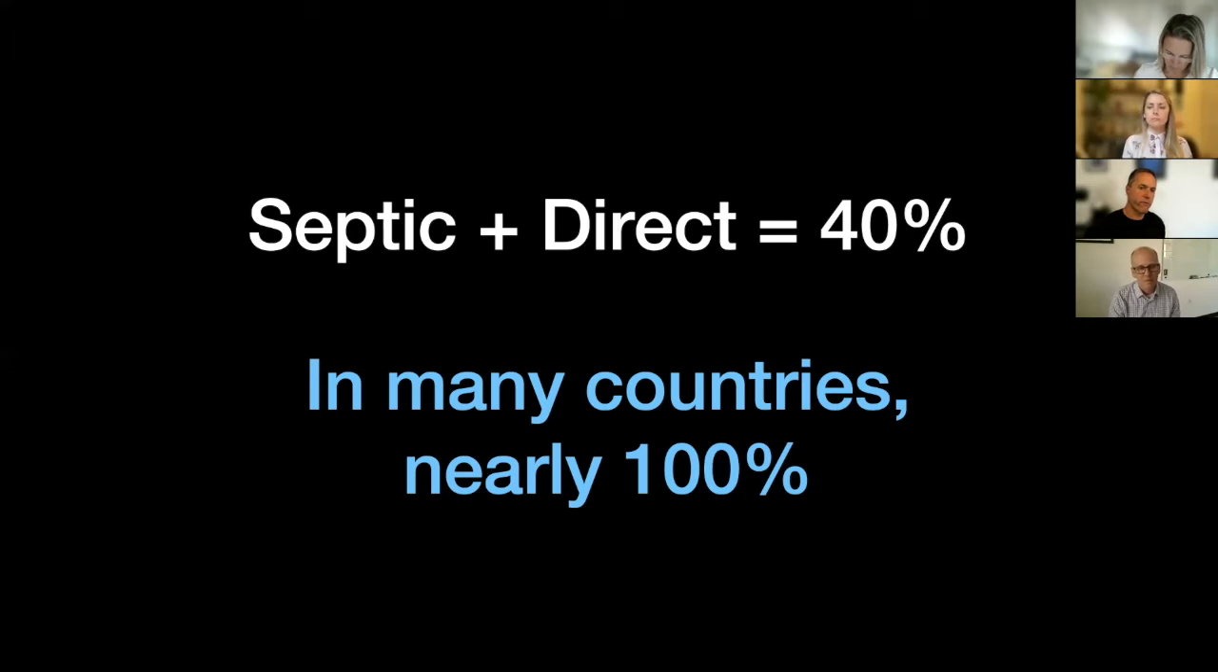input. And a lot of people focus on trying to convert that to sewage systems so that you have the infrastructure to aggregate and treat that nitrogen. But that may not always be the right solution depending on what you're trying to achieve. In many countries, as you saw, it's nearly 100% coming from septic and direct input.